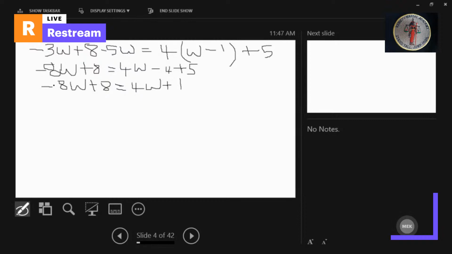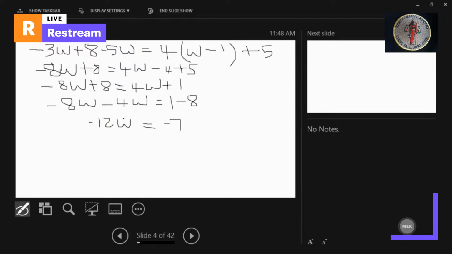All right, so we have a -8w. All right, let's leave it on the left. So -8w, we're going to bring across the 4w, it's going to become a -4w. And the 1 remains on the right, and we're going to move the 8 to the right, it's going to become minus. Okay. So what we have here, -8w minus 4w is -12w. And 1 minus 8 is -7.